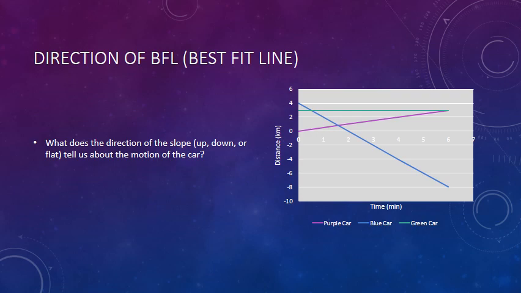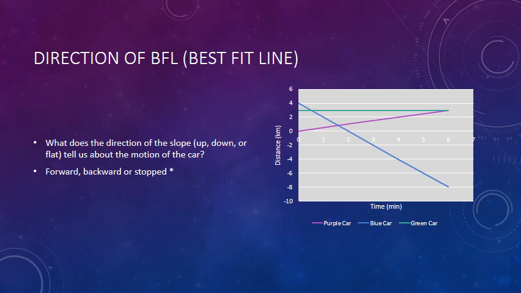You might want to pause the video just for a second so you can think about that. So the slope of the line can tell us whether a car is moving forward, backward, or if the object is stopped. The purple car in this case is going from a distance of 0 kilometers to a distance of 3 kilometers if you follow that line. And we're saying that that's moving in the forward direction. It's going positive. Its distance is changing positively.